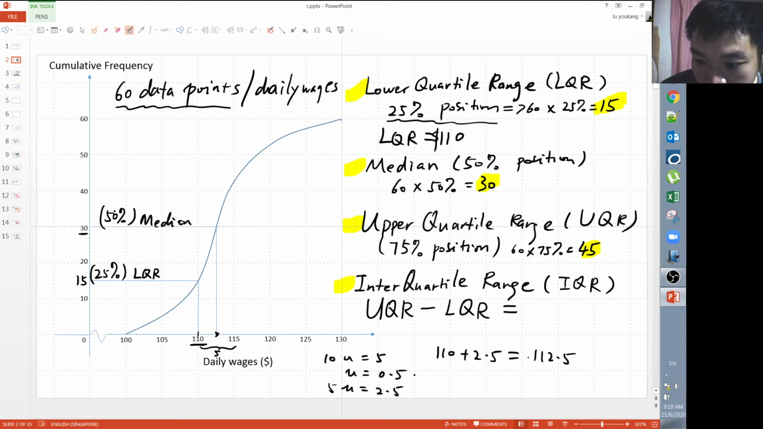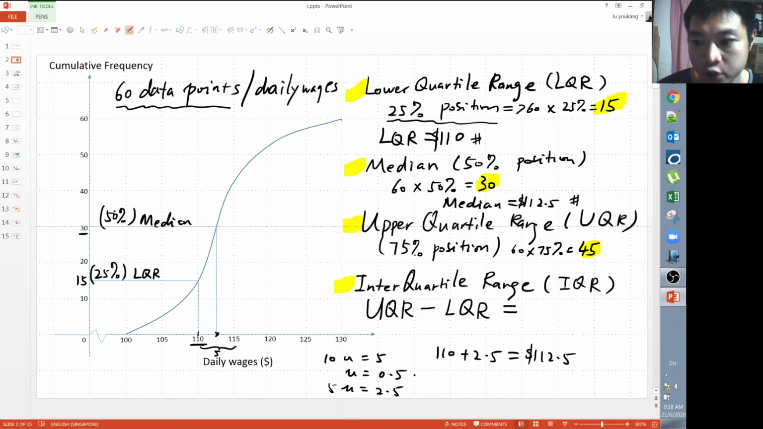Right? So it's in terms of the... Alright, so it's 112.5. That's your median. So the median is 112.5. So we are talking about dollars here. Alright, so you can actually write something here, so later you can read this much more easily.